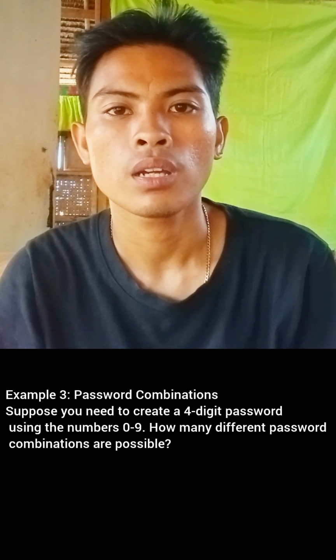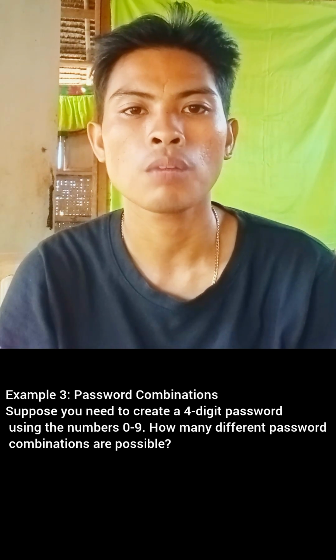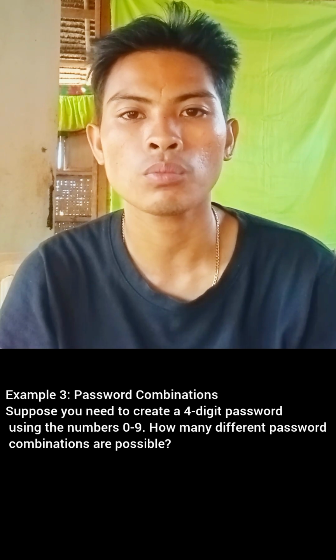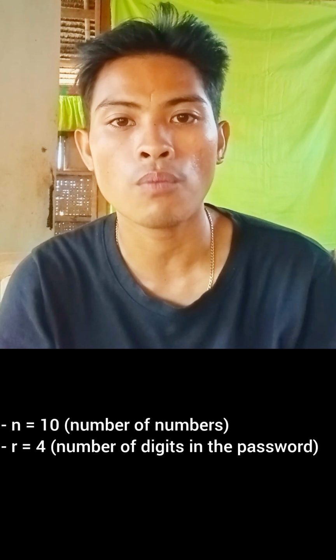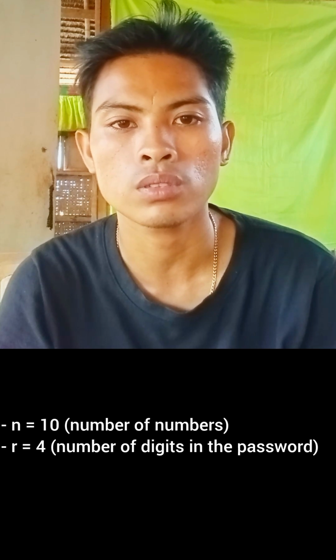Example number 3, password combinations. Suppose you need to create a 4-digit password using the numbers 0 to 9. How many different password combinations are possible? N equals 10, the number of numbers. R equals 4, the number of digits in the password.